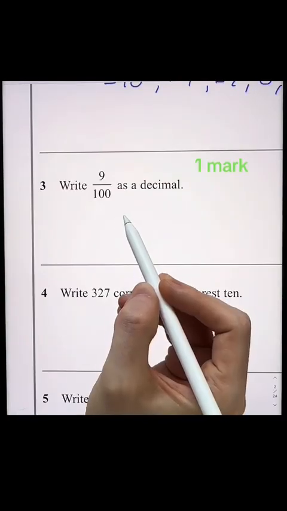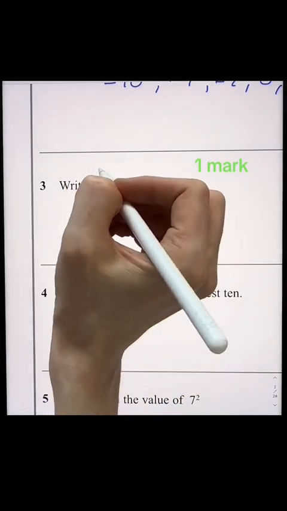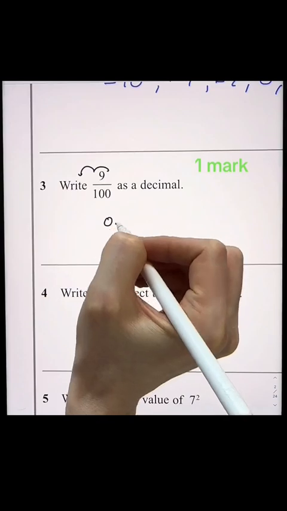Question 3. Write 9 over 100 as a decimal. When dividing by 100, we just move the decimal in 2 places. If there's no decimal to start with, it's at the end. So move the decimal in 2 places. It's going to give us 0.09.